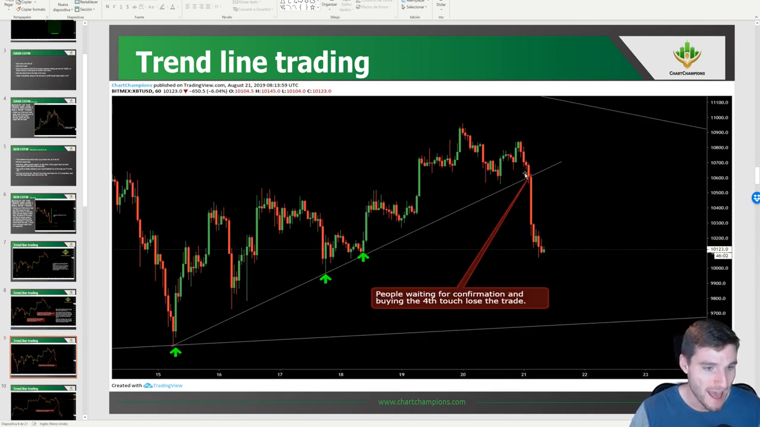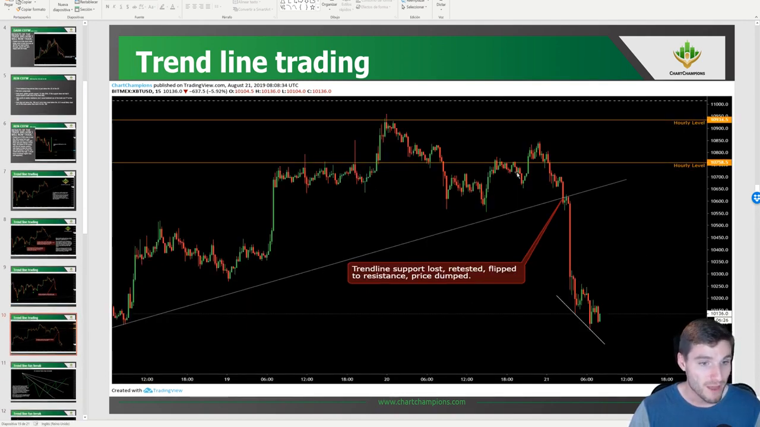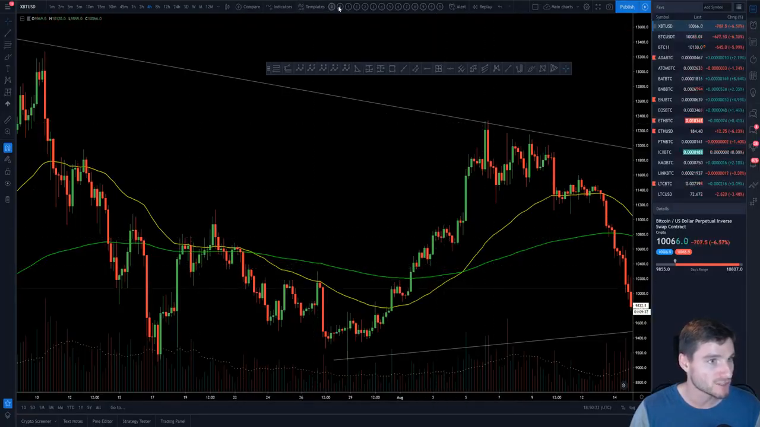Yes. People waiting for the confirmed buying of that fourth touch obviously lost the trade. It got smashed straight through that trend line. But did it get smashed through totally? No. If we actually look here closely, the trend line lost its support. It got back tested. So let's load up the chart.